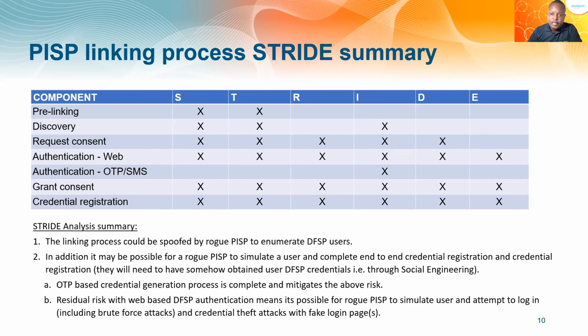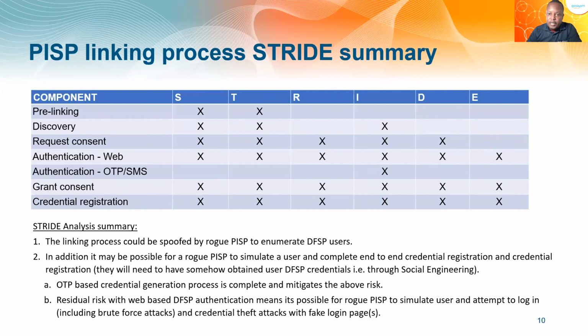In summary, the key issue that we found was that it is possible for the PISP to go rogue and conduct a man-in-the-middle attack on the linking process. And this would involve gathering of information which would interfere with the privacy issues, as well as also potentially mimicking the user and attempting to conduct the linking process on behalf of an unsuspecting user.